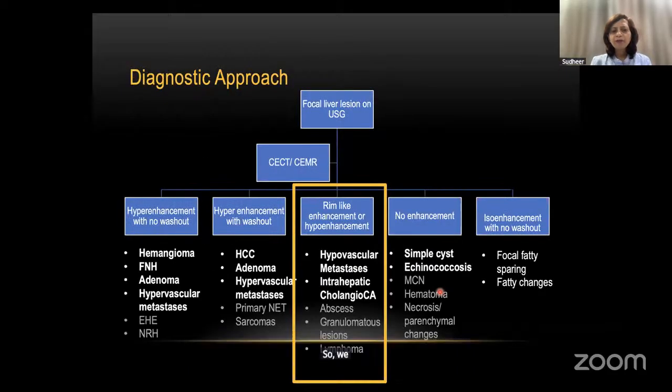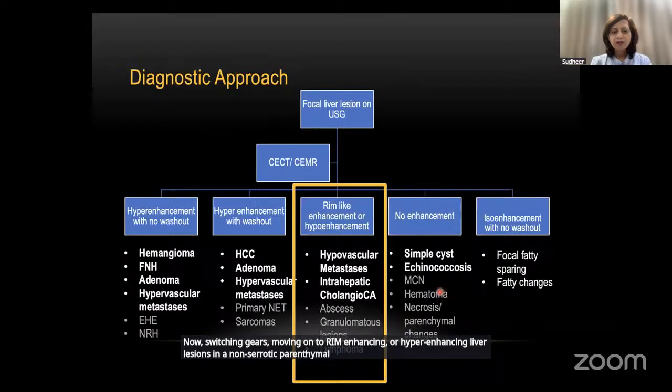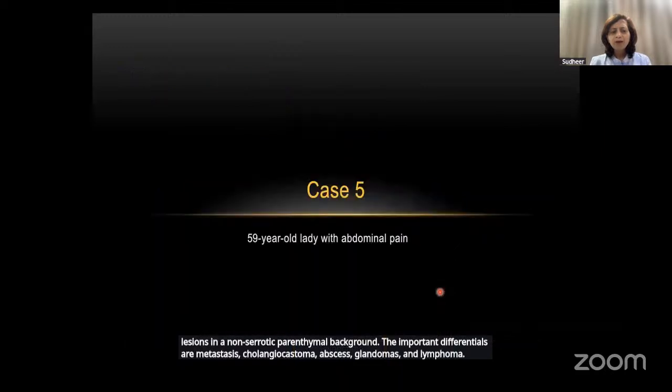So we have completed the discussion of hypervascular liver lesions, which may or may not show washout. Now, switching gears, moving on to rim enhancing or hypoenhancing liver lesions in a non-cirrhotic parenchymal background. The important differentials are metastasis, cholangiocarcinoma, abscess, granulomas, and lymphoma. So let us see this case.